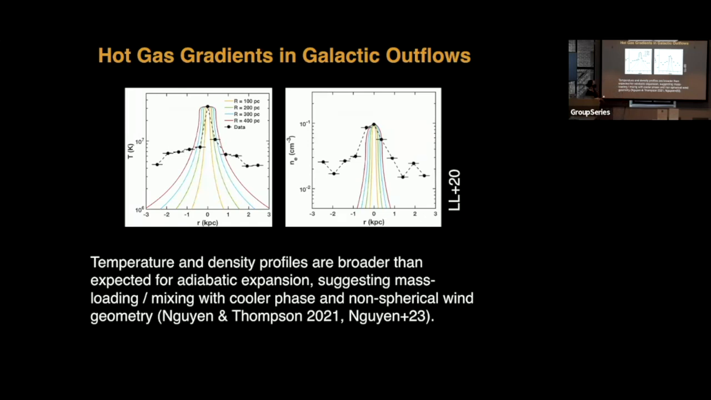So in general, this means that there must be other things happening. Specifically, you can have mass loading mixing with the cooler phase. You can also change the wind geometry, which has been done in several recent papers by Dustin Nguyen and Todd Thompson, where you can get these much broader profiles.